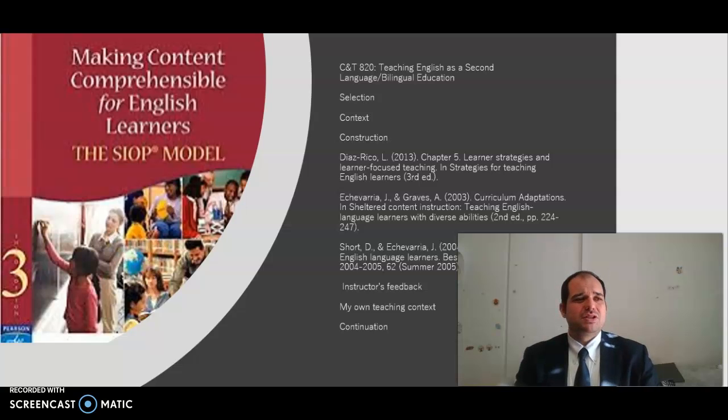So I used the SIOP model to create a lesson based on a unit that I was actually teaching. Even though it was supposed to be a hypothetical assignment, I got permission from the professor to actually use the content from my textbook, which was a chapter on Cuba.